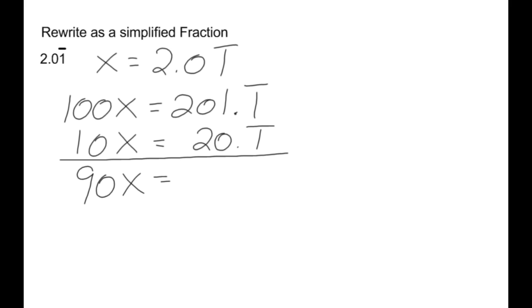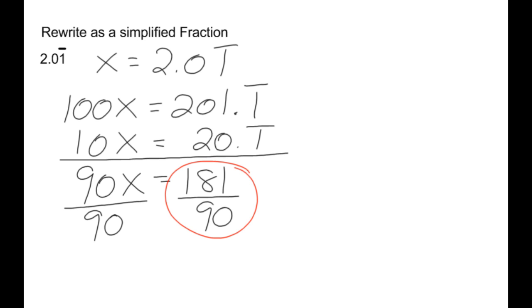And 201 minus 20 is 181. Now I divide both sides by 90. And we do not have a common factor. There isn't a number that goes into both 181 and 90. So the answer is 181 over 90.